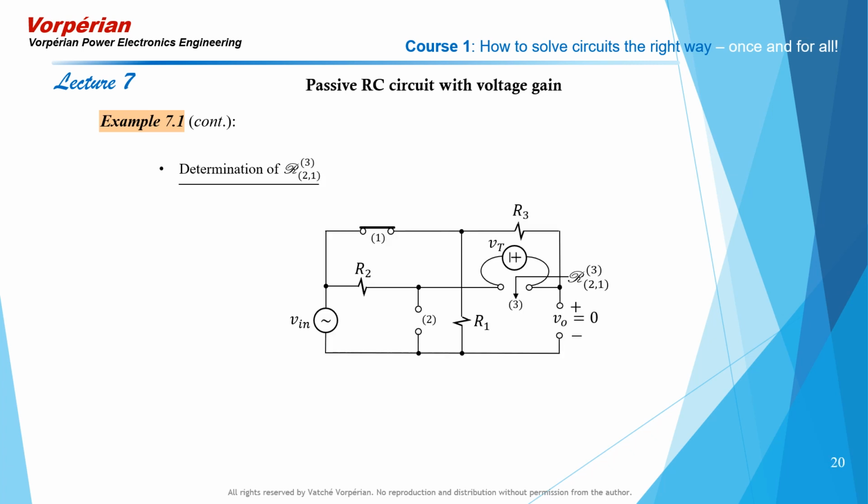To determine script R321, we look into port R3, but this time we're going to reverse the states of port 2 and 1 from their reference states. The reference state of port 1 was a short, and the reference state of port 2 was an open. So we have to now reverse that, and so we make port 1 an open circuit, and we make port 2 a short circuit, which results in this circuit now.